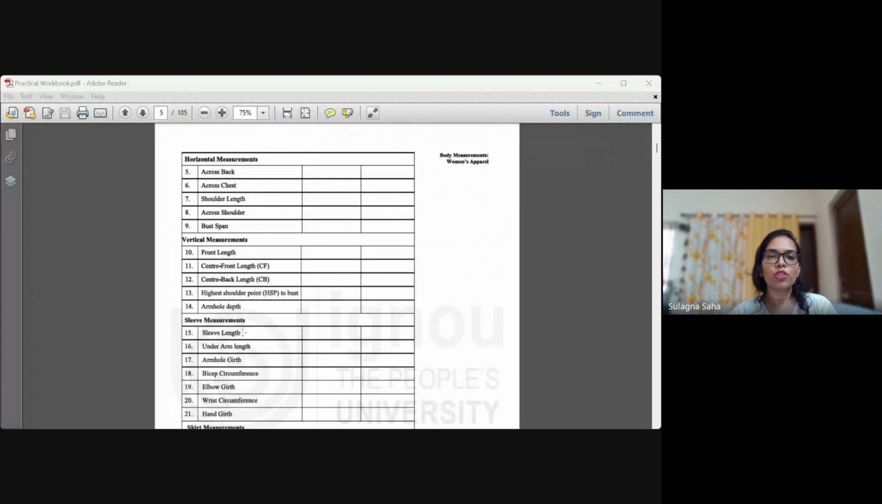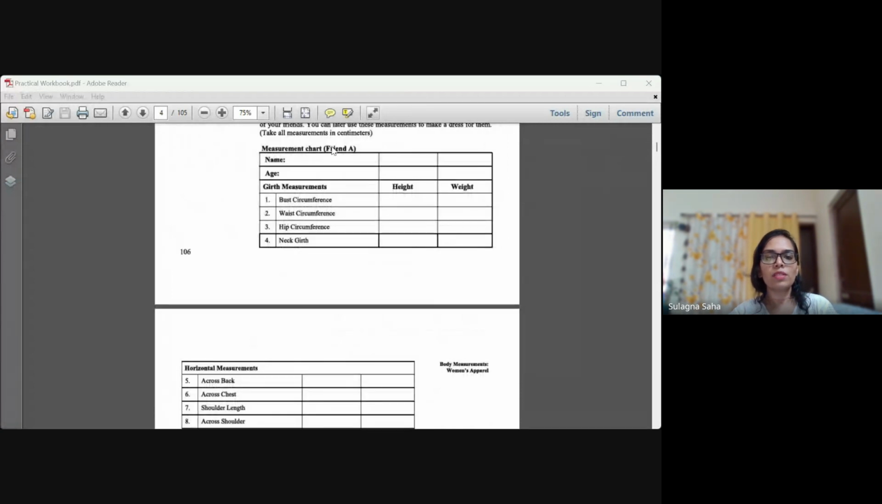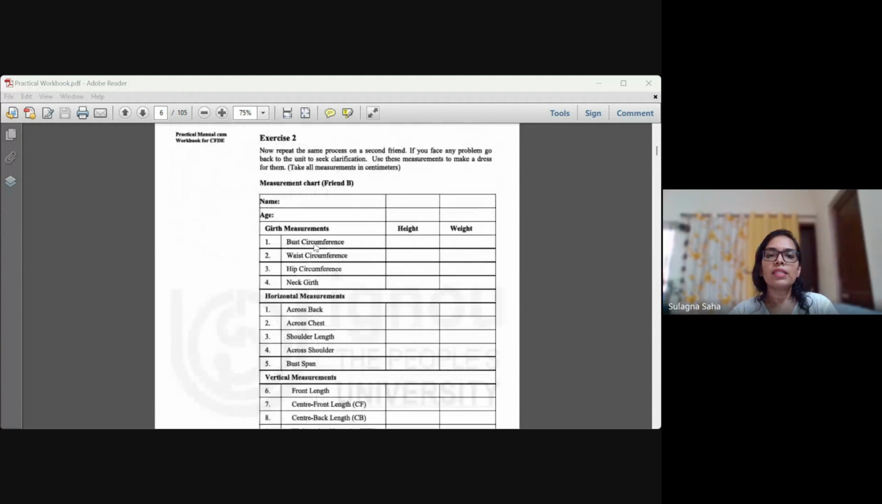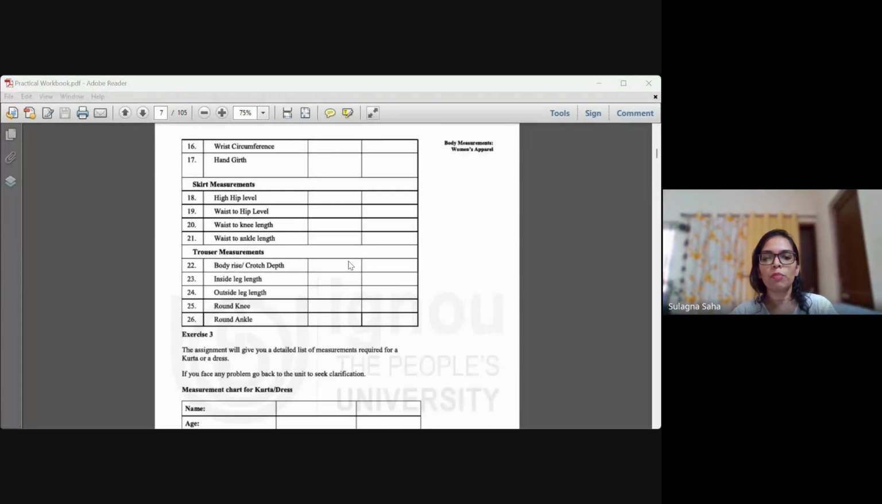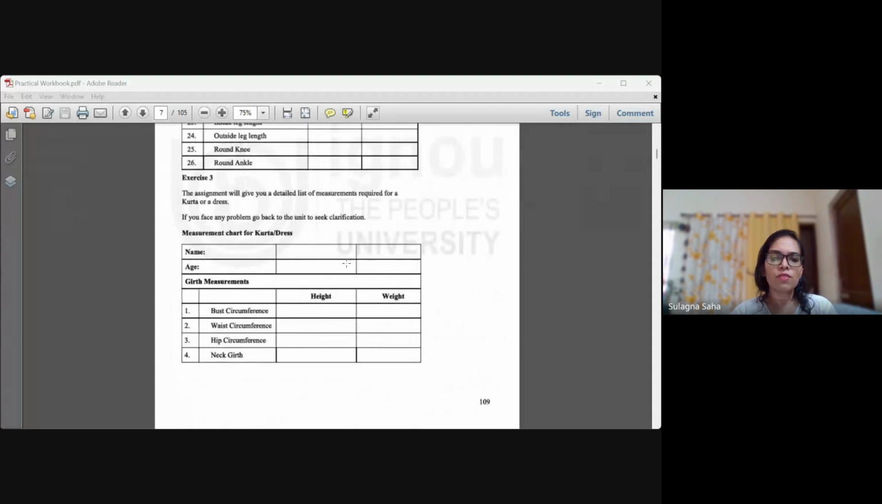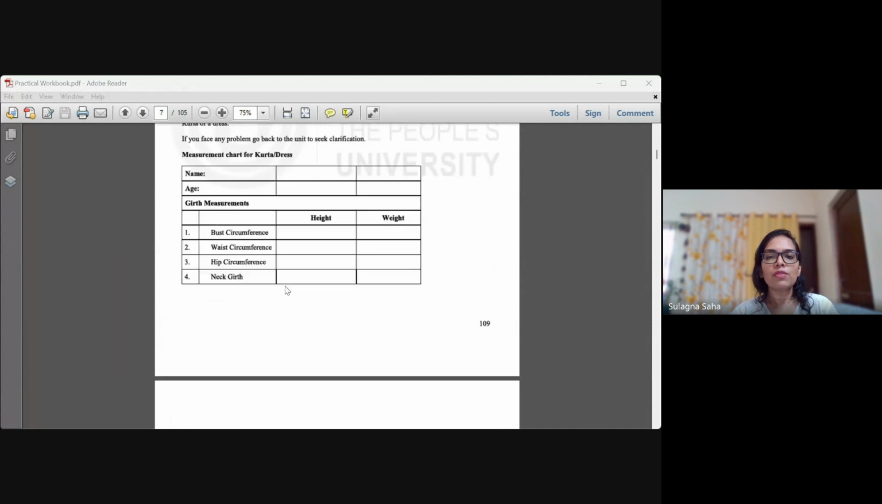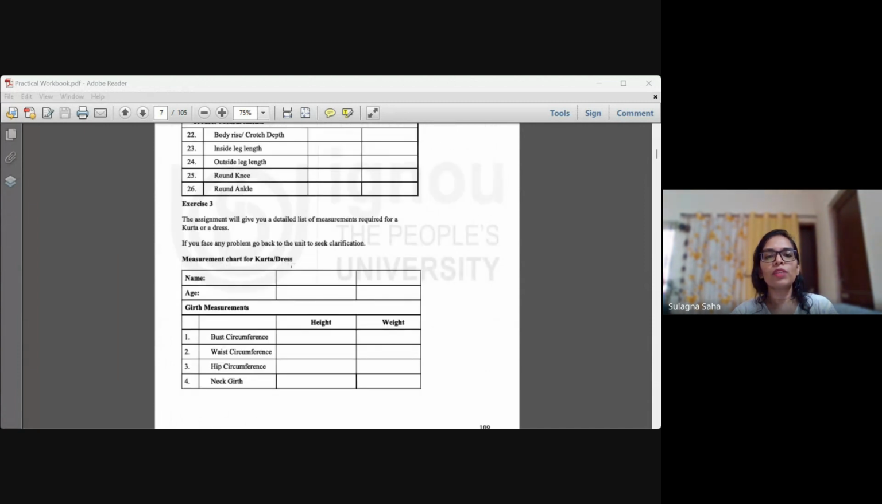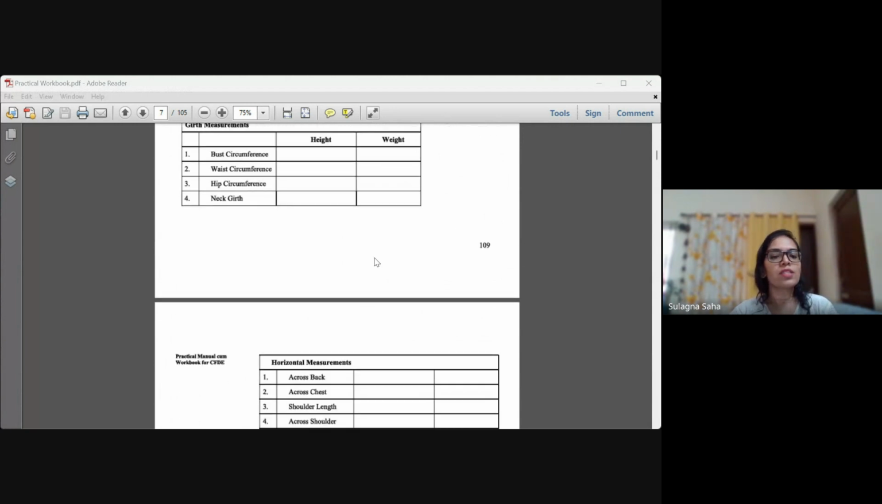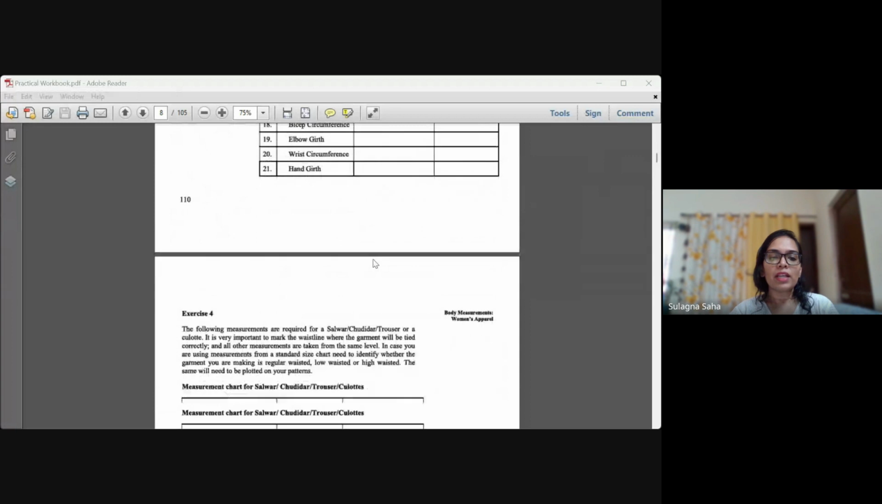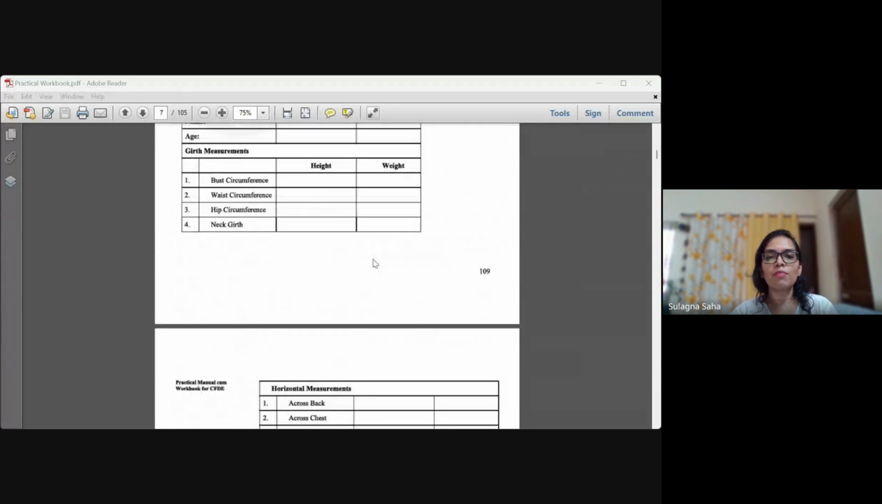Are all these measurements clear to everybody? Can you do this assignment? Yes, ma'am. You can do the same thing with two people, but I am asking you to do it with just one person. Now, this part of the workbook will give you an idea if you want to make a kurta. I'm not asking you to do this now, but in future, if you want to make a kurta, you can use this as the measurement guide.